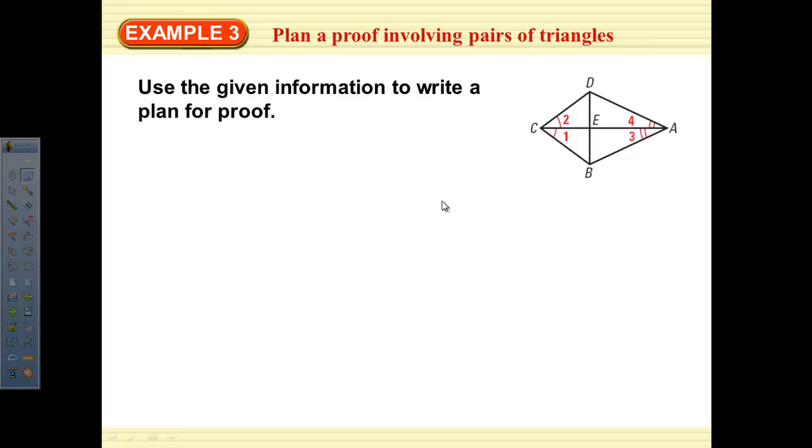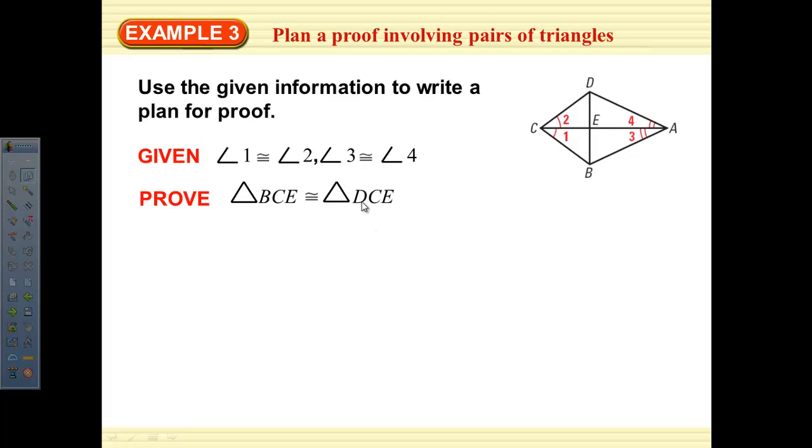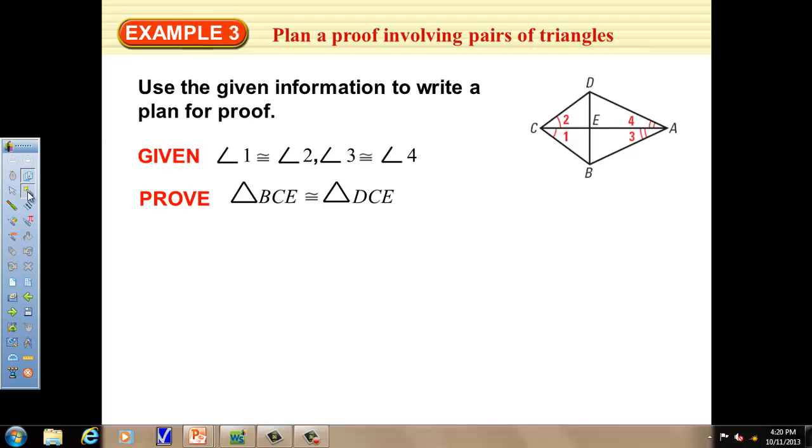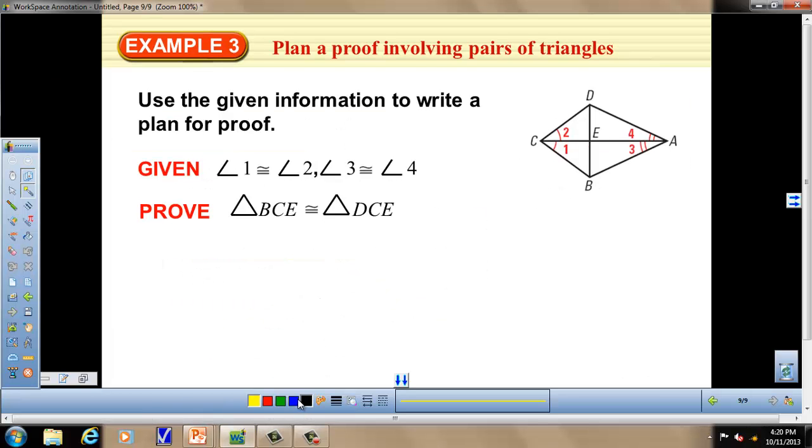And here's another type of proof. This is a pretty interesting proof. So given 1 and 2 are congruent, 3 and 4 are congruent, we want to prove BCE and DCE are congruent. BCE is this triangle right here, and DCE is this triangle right here. We really don't have enough information right here. We know CE is congruent to CE, and that's pretty much it. But we have an angle, we have a side. If we could prove that CB and CD are congruent, then we would have side angle side.